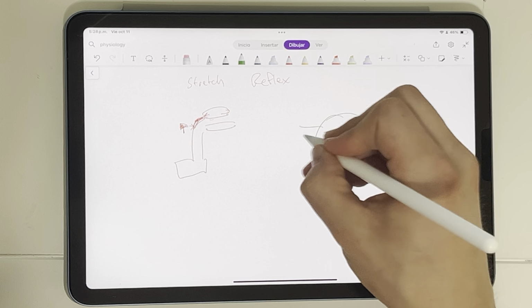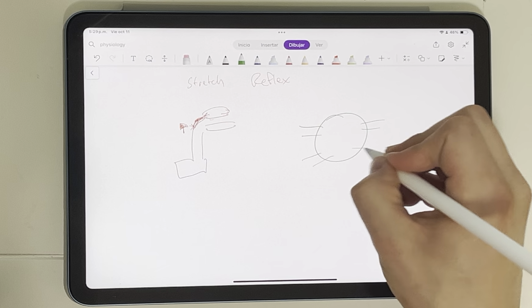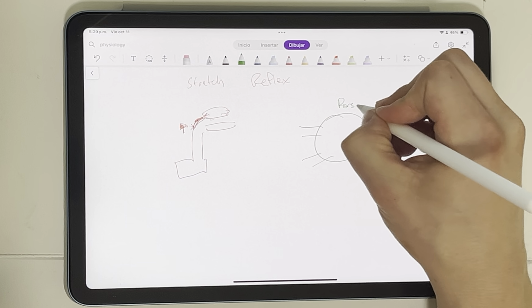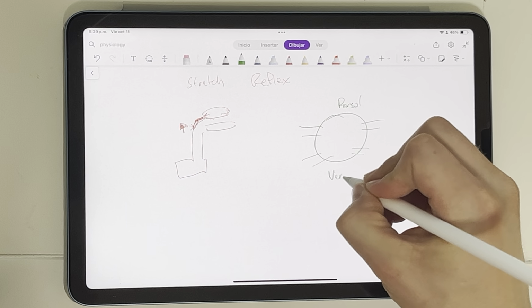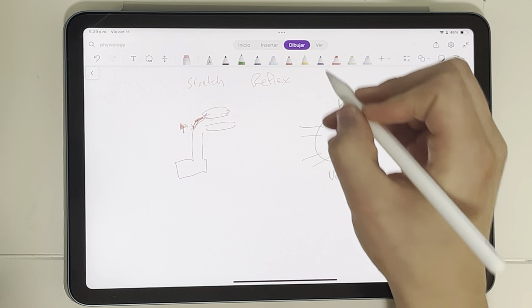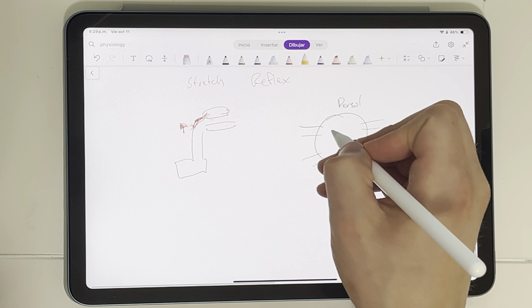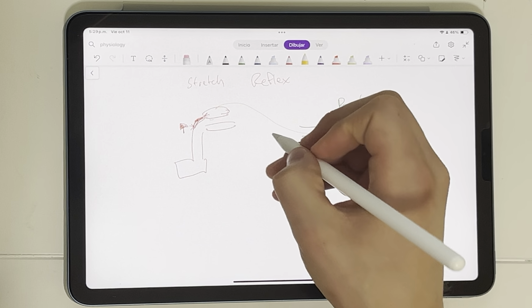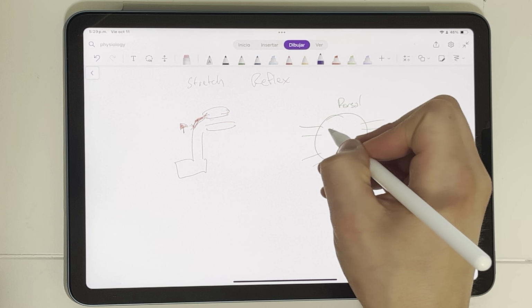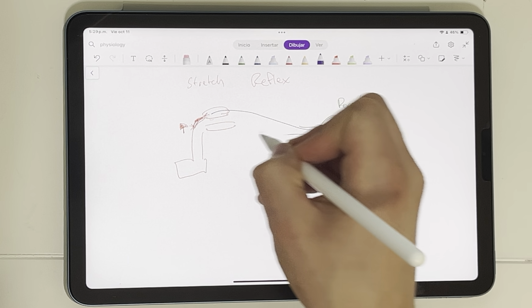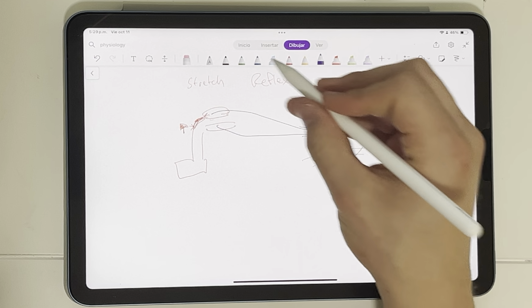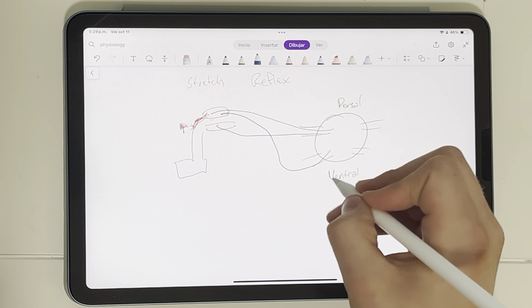So this is our central nervous system. This is our spinal column. This is our dorsal side. This is our ventral side. So we're going to have sensory. Sensory always comes from the dorsal. Sensory is going to come and go to both those muscles, and then our motor is going to come and go to both those muscles as well.